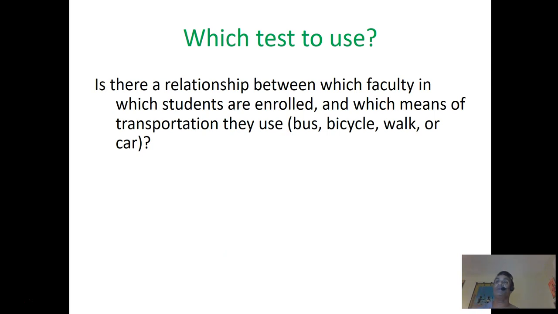Is there a relationship between which faculty the students are enrolled in and which means of transportation they use? Well, the way we do this kind of thing is look at what kind of variables these are. Which faculty, that's nominal: health sciences, medicine, whatever. Which means of transportation? Well, that's nominal too: bus, bicycle, walk. 2 nominal variables, that's a chi-square.